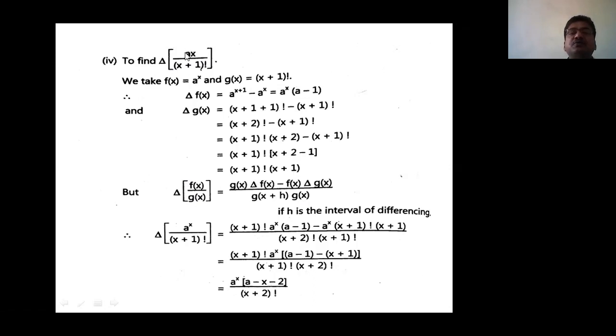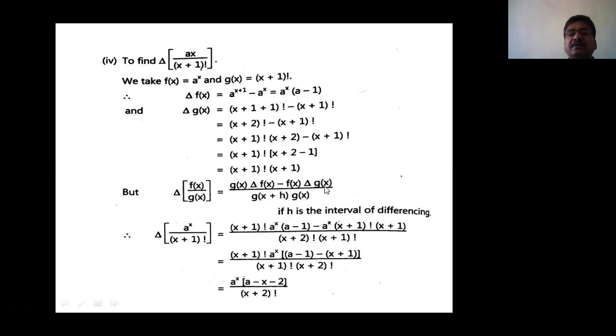So f(x) is the numerator, a raised to x. Here it is not a into x, it is a raised to x. Then f(x) is a raised to x, and g(x) is x plus 1 factorial. So we have to write delta f(x) and delta g(x) at this place. For that purpose, find delta f(x). What is it? a raised to x plus 1 minus a raised to x. That is f of x plus h minus f(x), taking h as 1. And that is a raised to x into a, take a raised to x as common, a minus 1.